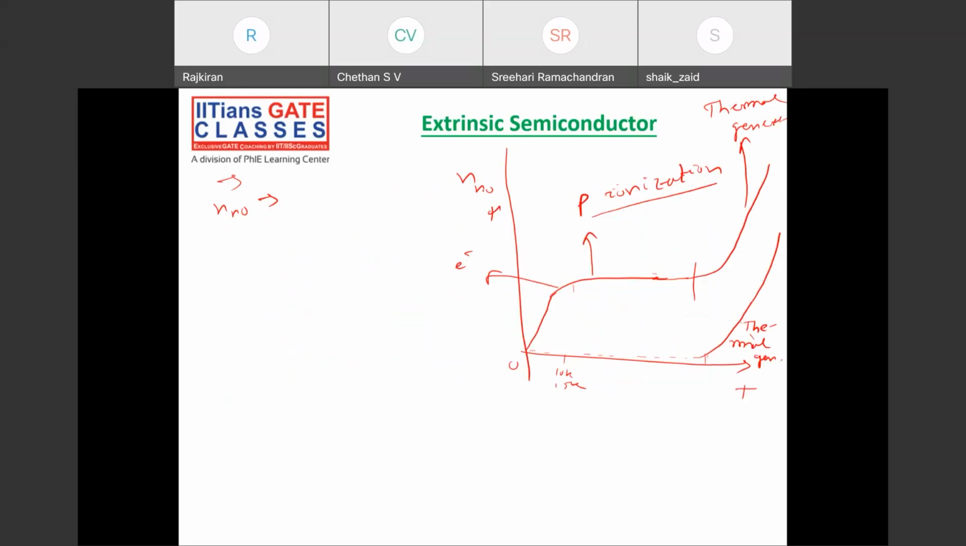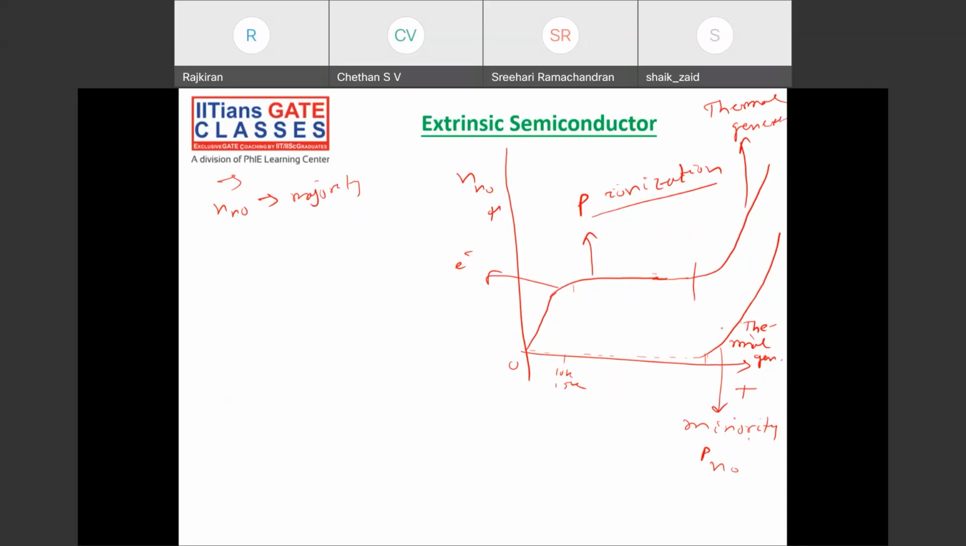So this is called minority carrier concentration. Sorry, majority carrier concentration. This is majority. So this generation is nothing but minority, called p(n0), the concentration of holes in an n-type semiconductor at equilibrium, because thermal generation means both electron and hole, right?